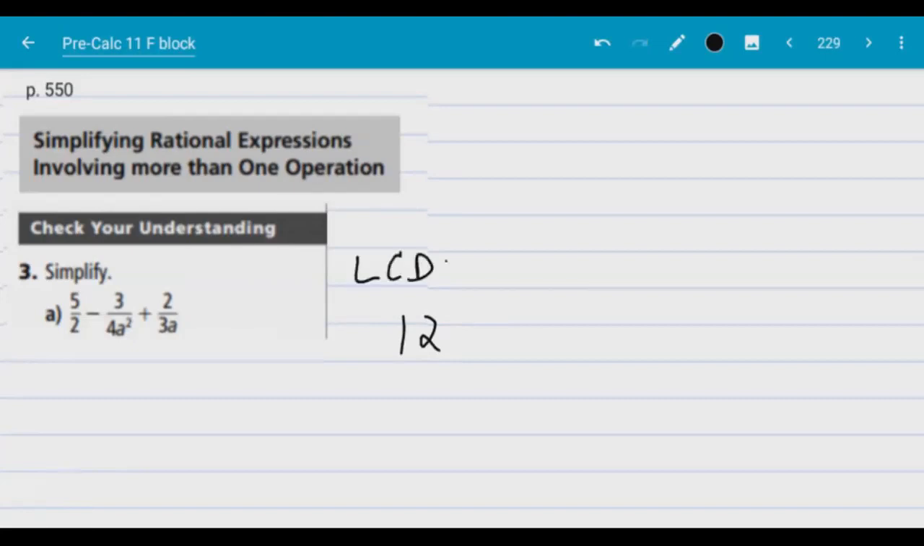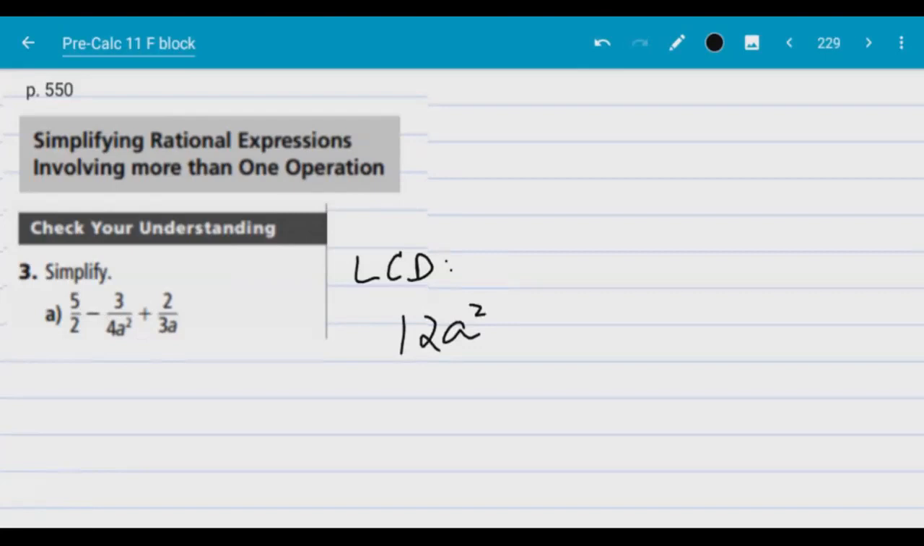However, remember that the denominator has to have an a also, because this one has an a, this one has an a squared. So what would be a good LCD? Would 12a be okay? Well, ask yourself, do you only have an a in all of the denominators? This one doesn't have an a, so that doesn't even matter. This one has a squared, so just having an a is not enough. This one just has an a, so that's okay. But since this one has an a squared, you have to have an a squared for your LCD.